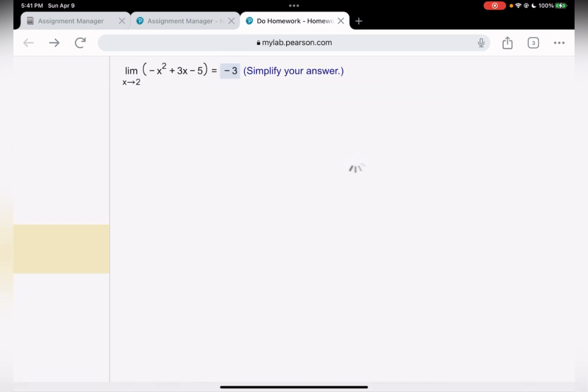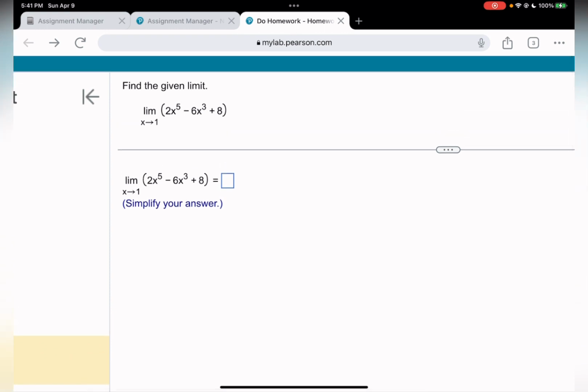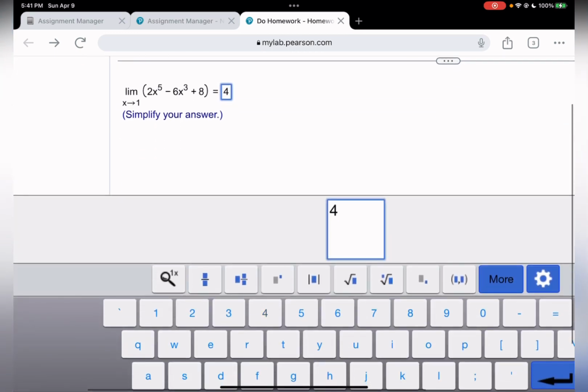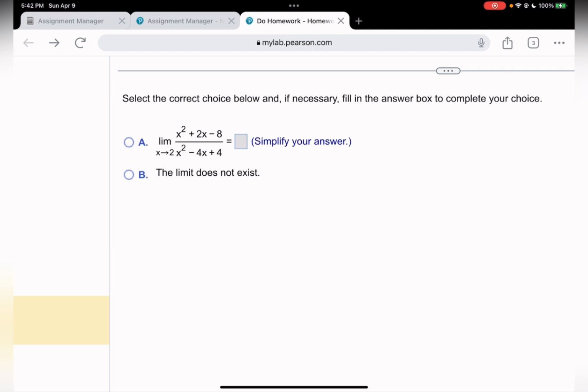Okay, the next one is 1. So I'm just dropping everything, because 1 to the power 5 and 1 to the power 3 are the same, 1. It's going to be 2 minus 6, which is negative 4. Negative 4 plus 8 is positive 4.